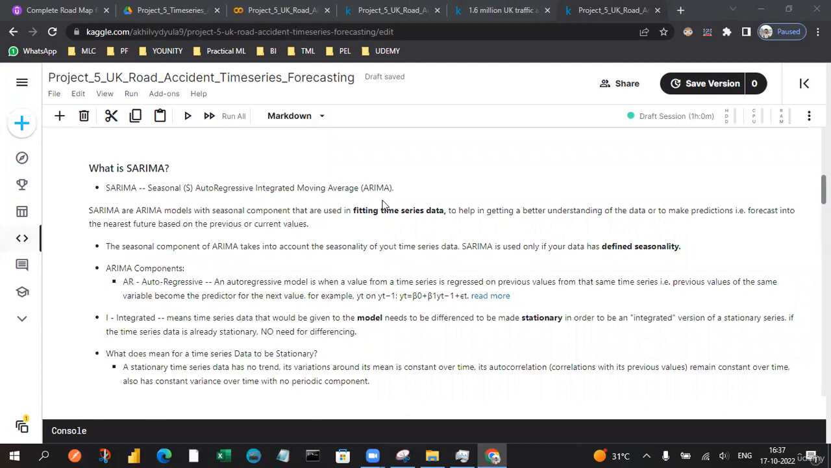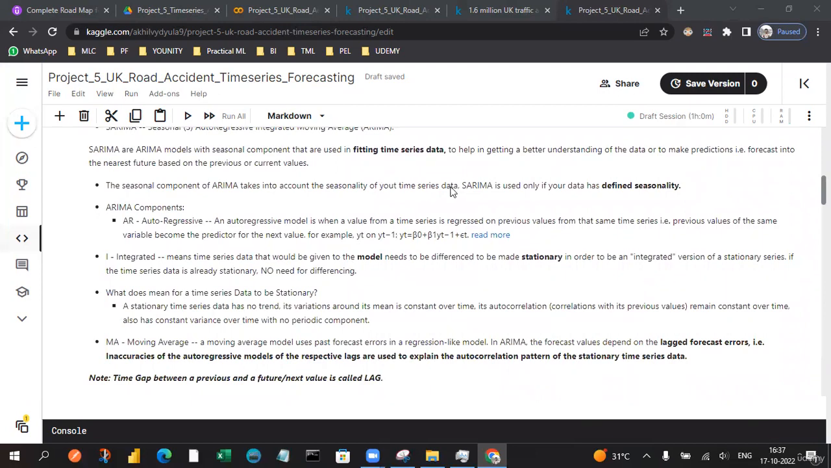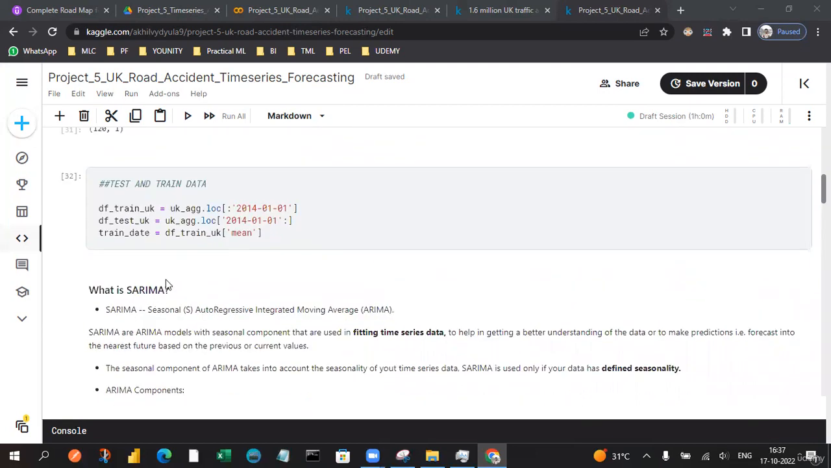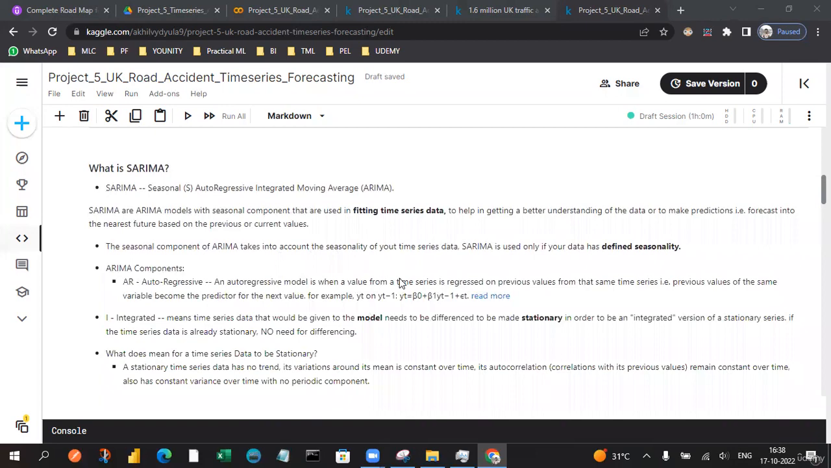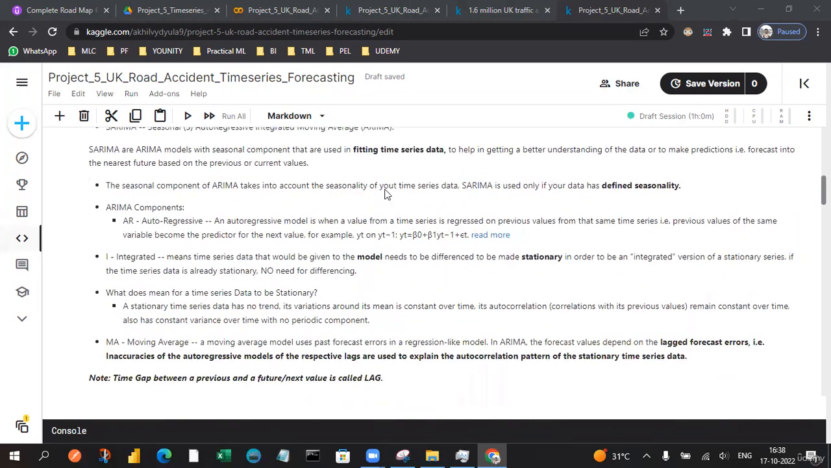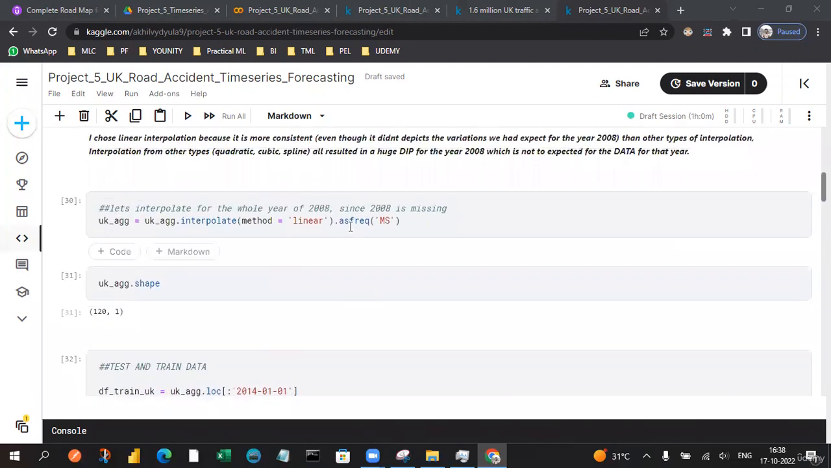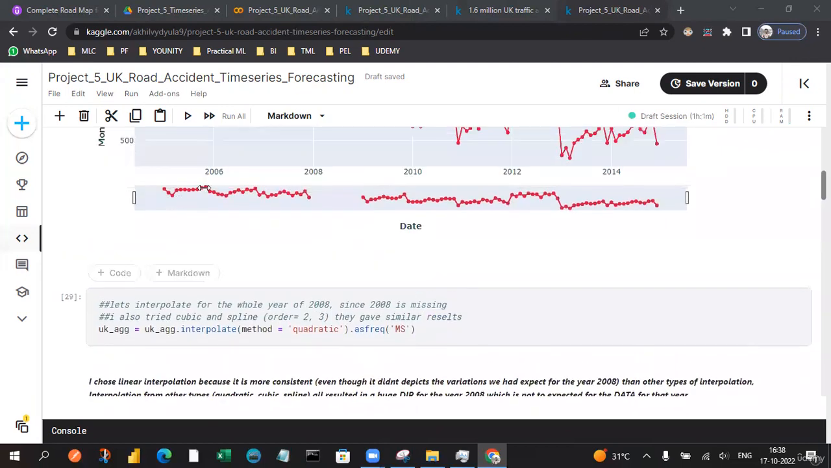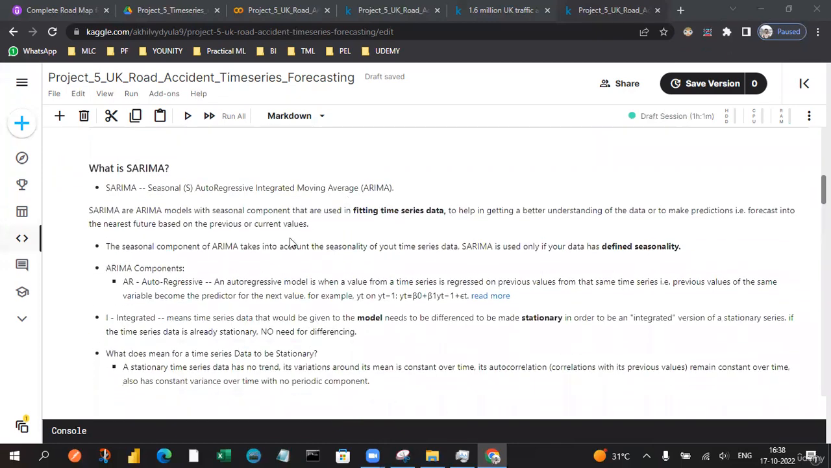SARIMA, as we already saw in the previous classes, basically fits the time series data and helps us understand it better whenever we do prediction, forecasting the values based on the current values. So the S is the seasonal component of the ARIMA. In this term we can see the seasonality, accounting for the seasonality of the time series data, which needs to be defined as we progress. It might be somewhat stationary, but not completely satisfying the stationary values, though it may have a stationary kind of behavior.